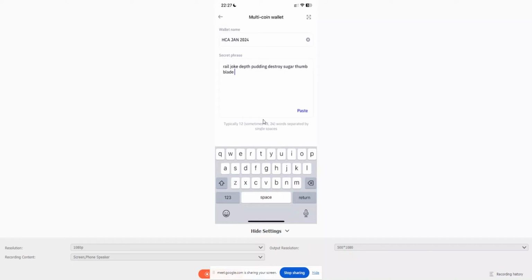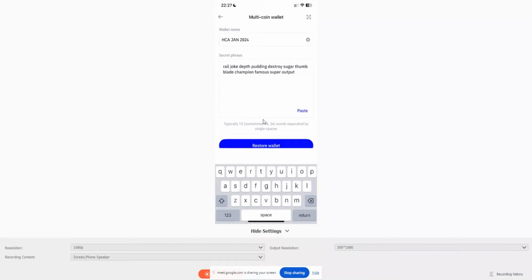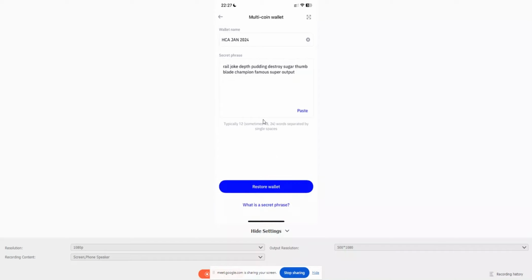The other one is champion. The other one is famous, and you have to get the spelling correct. The other one is super, and the last one is output. So once I do that, I'm going to click on return and then restore wallet at the bottom, okay? I click restore wallet.